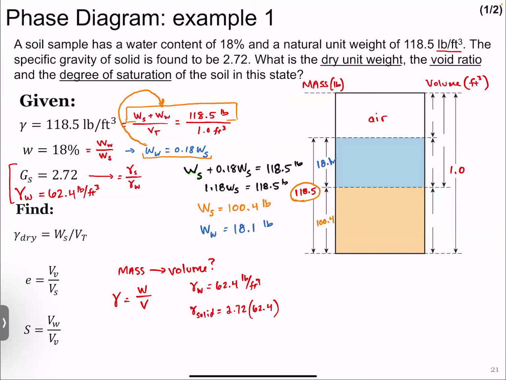Oh, remember specific gravity? What is specific gravity equal? Density of solid divided by the density of water. So if we want to find density of solid, we just take this and multiply it by 2.72. So that'll be whatever that number is. I think I've written down... let me see. 169.7 pounds per cubic foot.